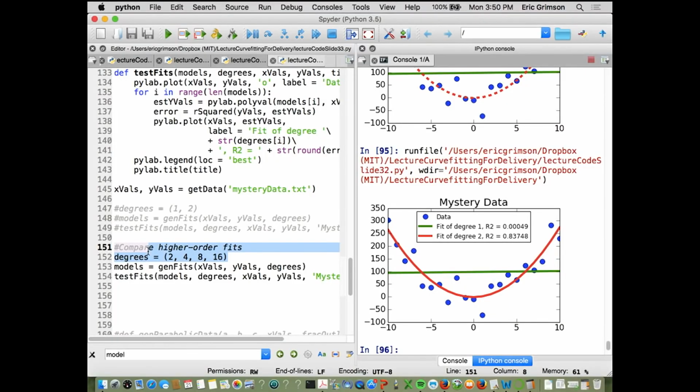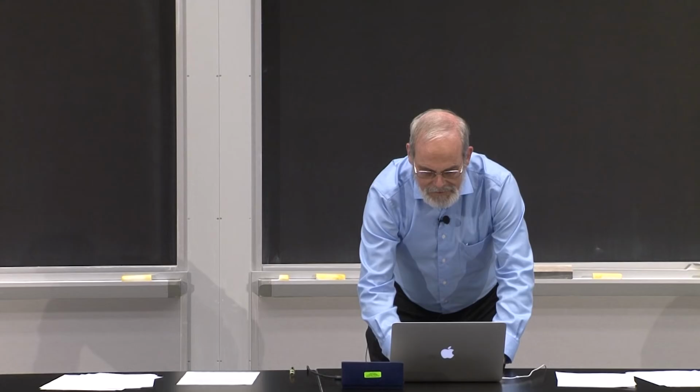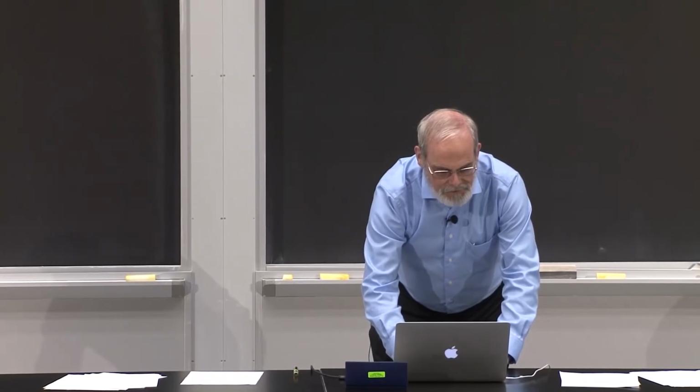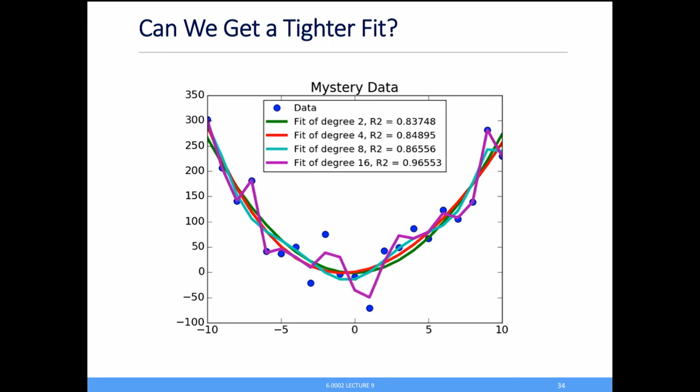All right, I'm going to run this, and I get out a set of values. Looks good, and let's go look at them. There's the R-squared value for quadratic, about 84%. Degree 4 does a little bit better. A degree 8 does a little bit better, but wow, look at that. Degree 16, a 16th order polynomial, does a really good job. Accounts for almost 97% of the variability in the data.